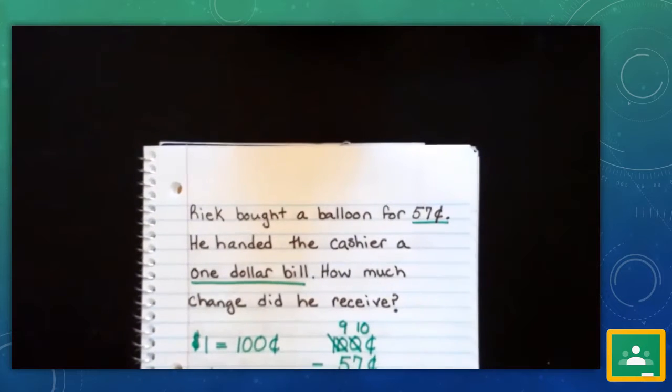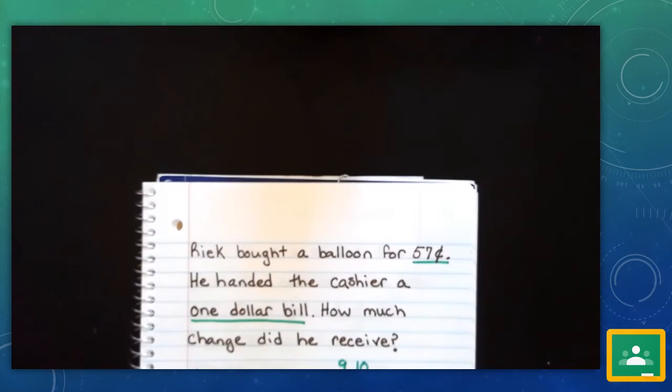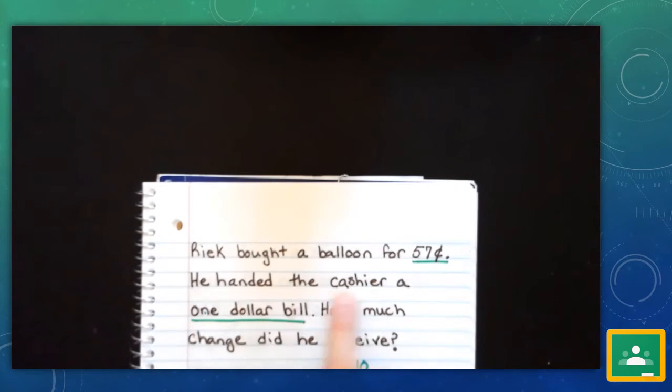That was a quick reminder, so let's take a look at some of the work. To save some time, I completed these problems, and I'm just going to briefly talk about each of them. So here's your first problem. Ricky bought a balloon for 57 cents. He handed the cashier a $1 bill. How much change did he receive?